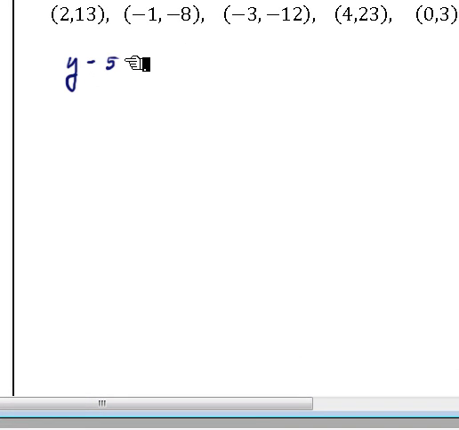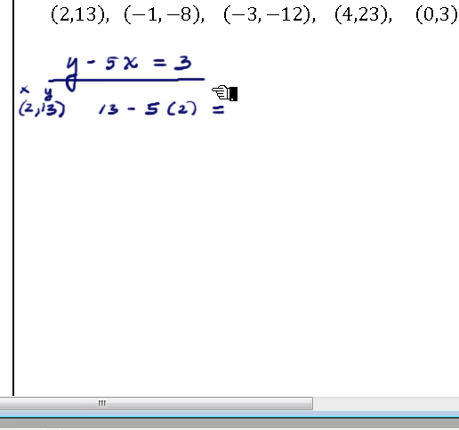Y minus 5x is equal to 3. And let's say we start with point (2, 13). So this is x and this is y, so we're substituting in y equals 13 minus 5x, x is 2. And we're asking, is that equal to 3? That is 13 minus 10 equal to 3? And yes, it is. So (2, 13) is on our line. And let's just go on like this.